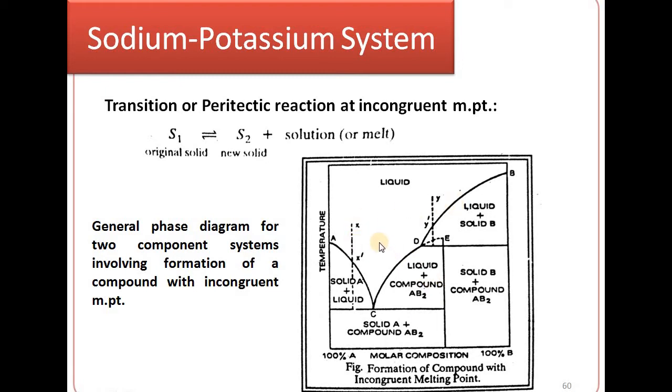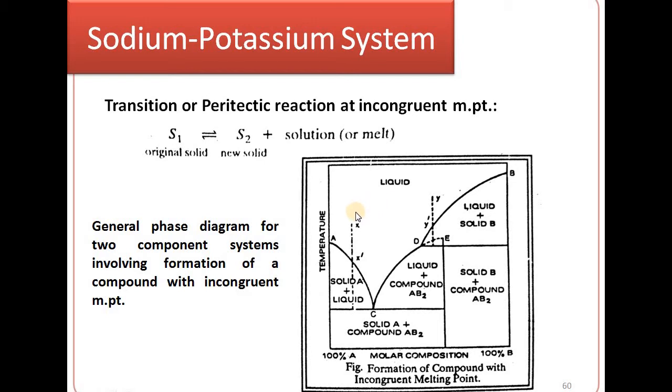So in this general phase diagram, what we are observing is that in the area above the curves AC, CD and DB, this area represents the liquid melt containing components A and B. As we cool this liquid melt, corresponding to different compositions, different solid phases will separate out.